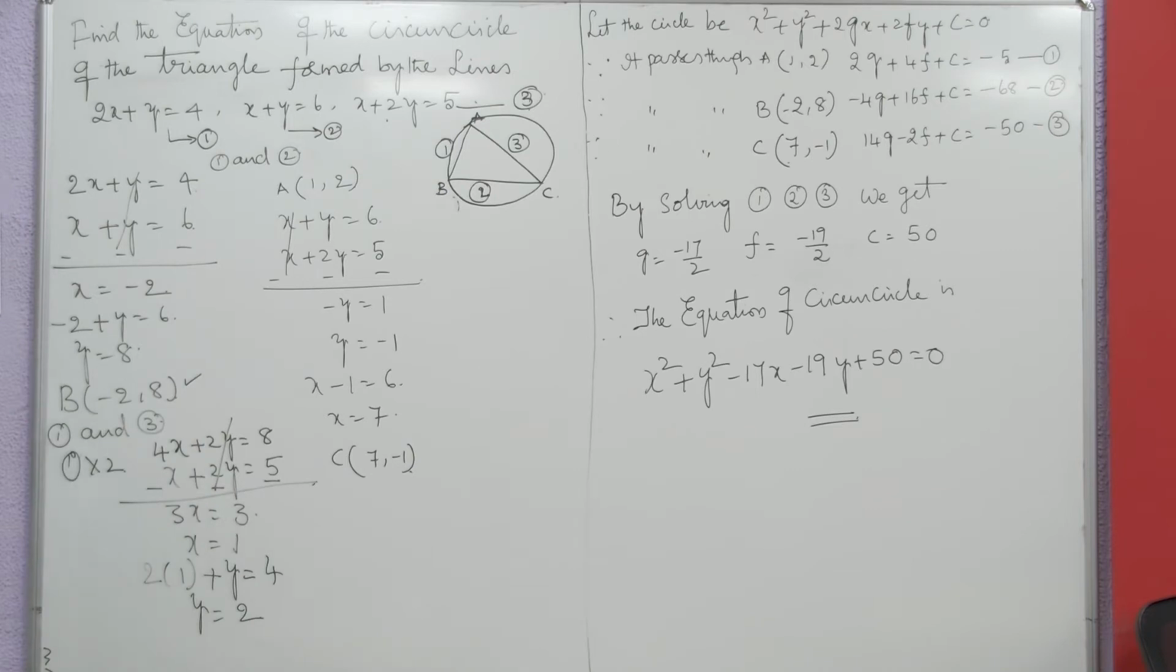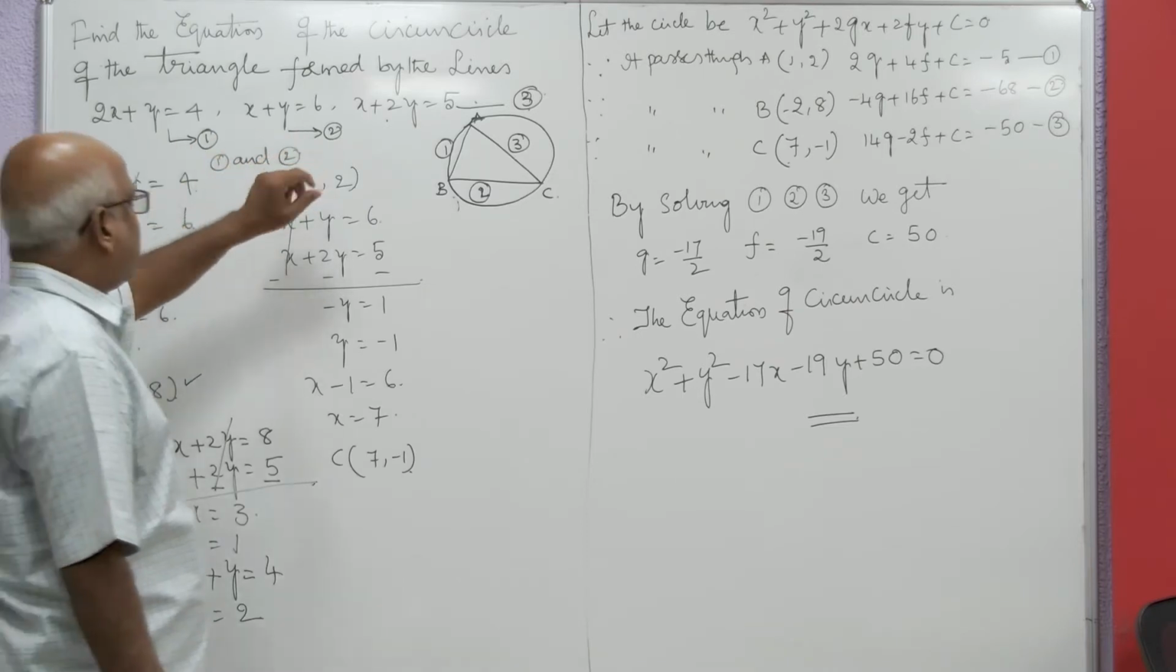How to solve those two? 2x plus y equal to 4, x plus y equal to 6. Subtracting, y cancelled, x equal to minus 2. By substituting the x value in this one, minus 2 plus y equal to 6, y equal to how much? 8. And in the same way, take up 1 and 3.